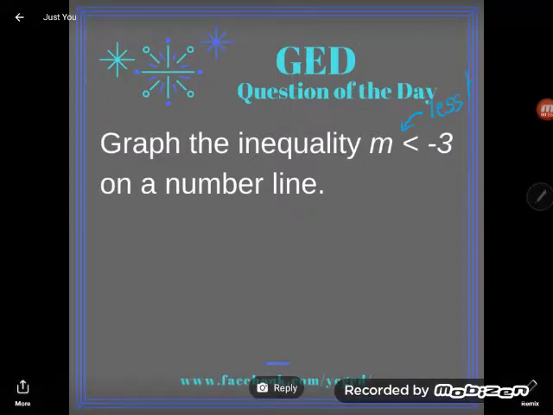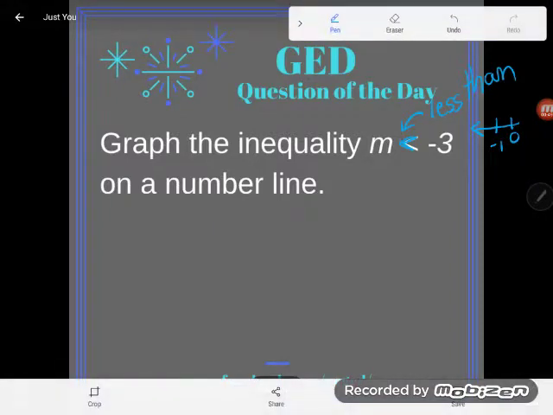If you struggle with recognizing that as a less than sign, picture this as the arrowhead on a number line. When it goes off in that direction, that's the less than direction on a number line, where our numbers are getting smaller and smaller. Okay, so M is less than -3 on a number line.